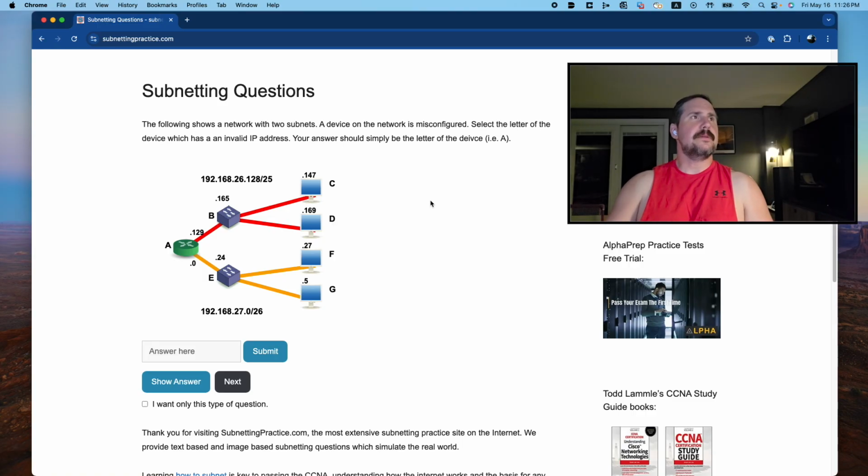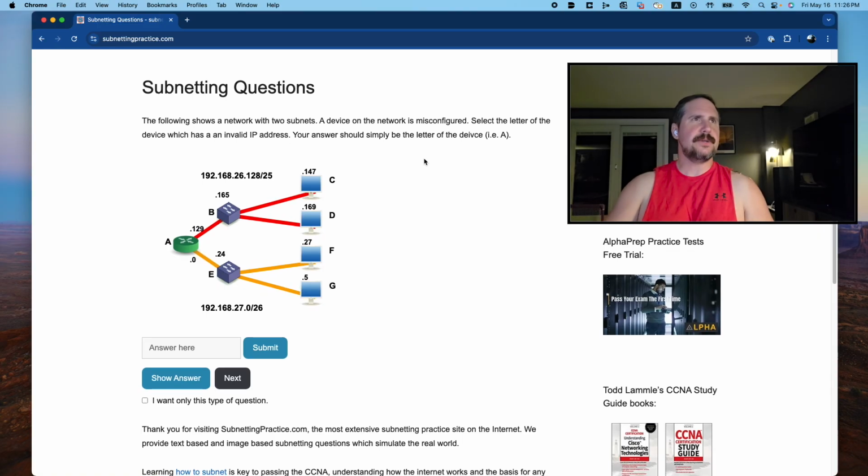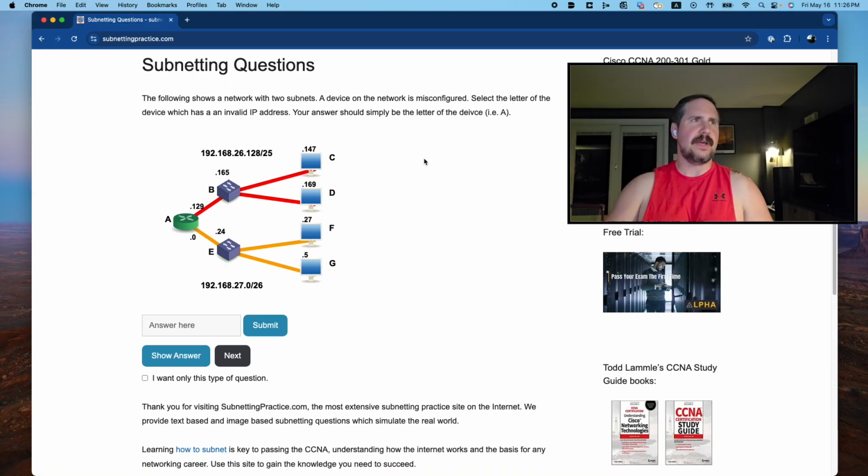Following shows a network with 2 subnets. A device on the network is misconfigured. Select the letter of the device which has an invalid IP address. Your answer should simply be the letter of the device. All right, so we've got two subnets, one defined by this and one defined by this.